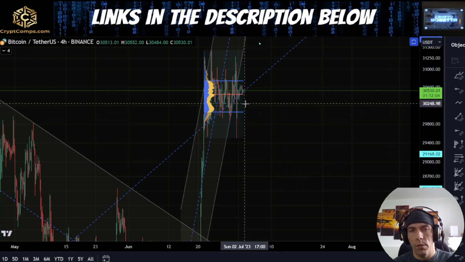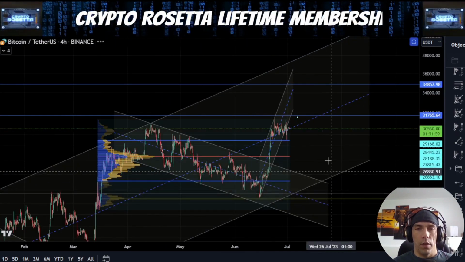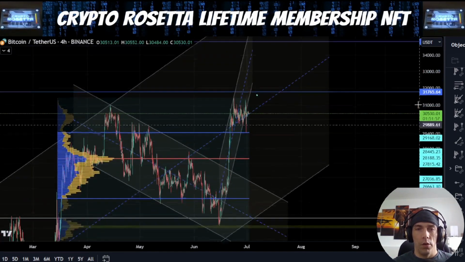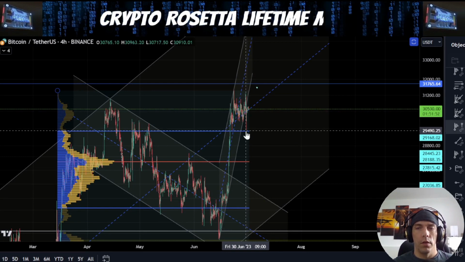Now, as well as that, if I flip this over to a bigger range that we have over here, what we can see is that we did actually come back and retest this value area high here at this 29,490.